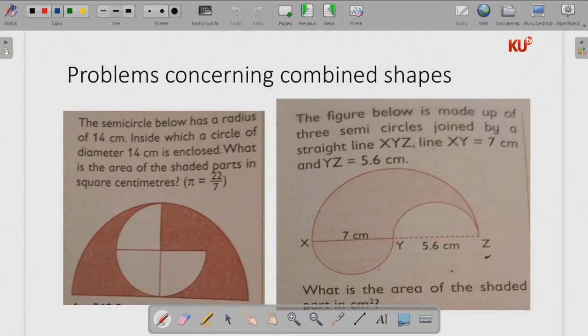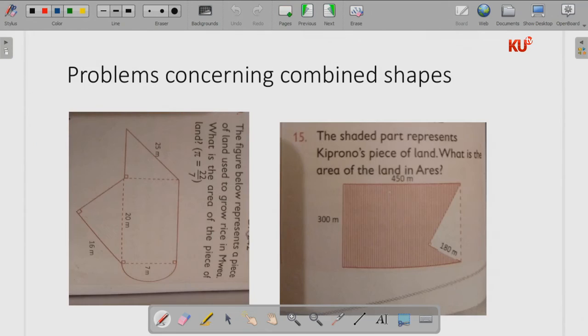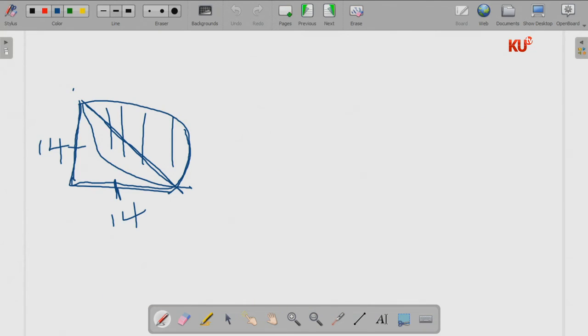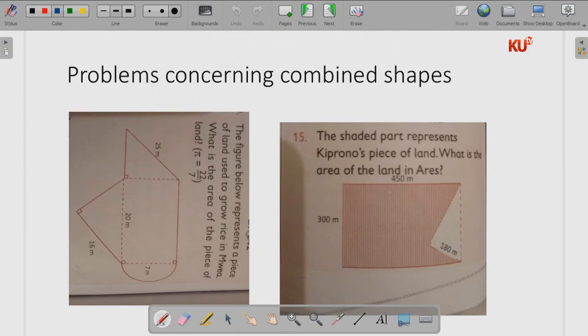Now I want to go to the last one we are going to solve here, then we will tackle some KCPE questions. This is the last one we will tackle. I want you to check those figures keenly.